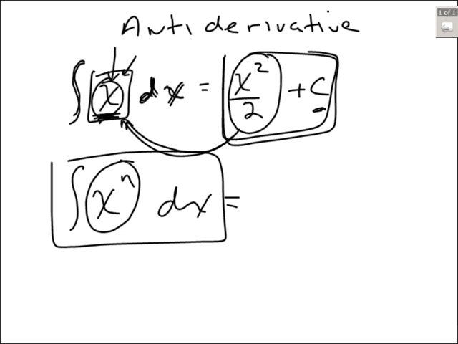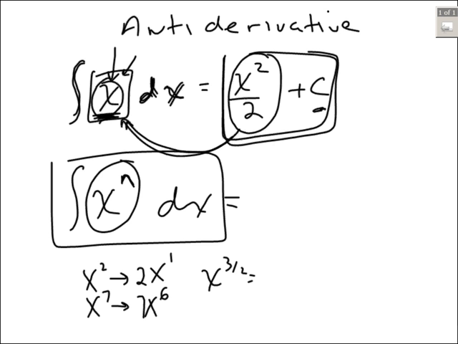Well, whenever you take derivatives of x to a number, the number always becomes 1 less. The derivative of x squared is 2x. The derivative of x to the 7 is 7x to the 6, 1 less. The derivative of x to the 3 halves is 3 halves x to the 1 half. 1 less than 3 halves is 1 half.